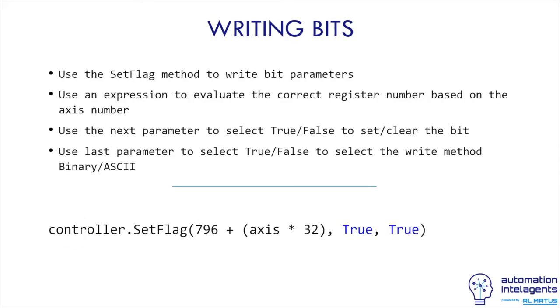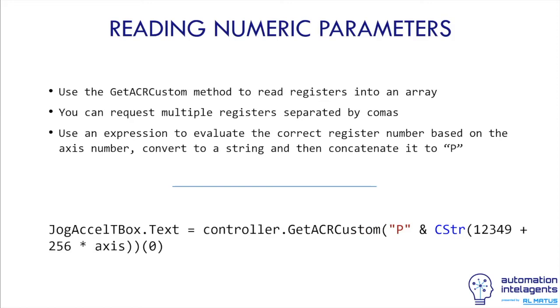Now, when writing bits, you want to use a setFlag method. You'll need to calculate the register number based on the axis. In the next parameter, you'll set either true or false, depending on whether you want to set or clear the bit. The last parameter, true or false, indicates the write method, either binary or ASCII. Reading numeric parameters is the same as reading bits, minus the bit picking.